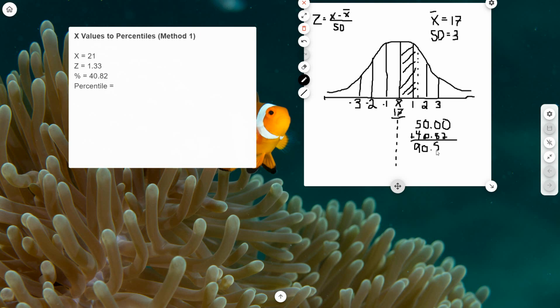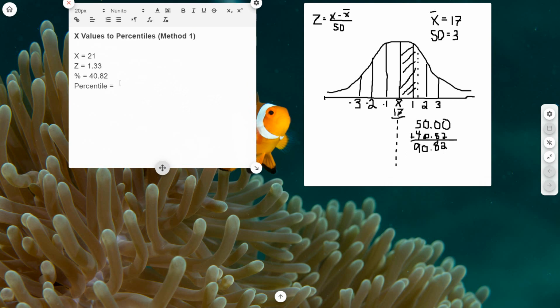0.82. All right. That will be our percentile today, at least for this one. 90.82. Very, very good.